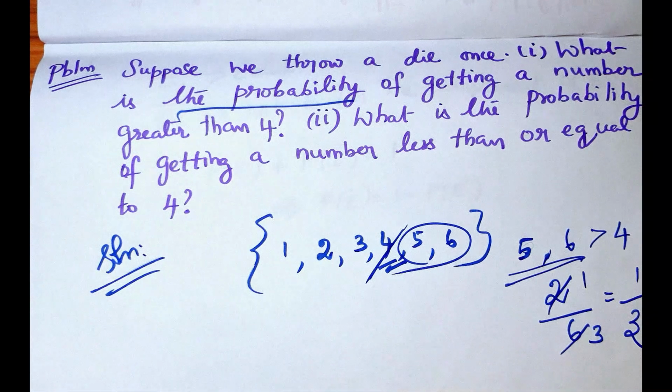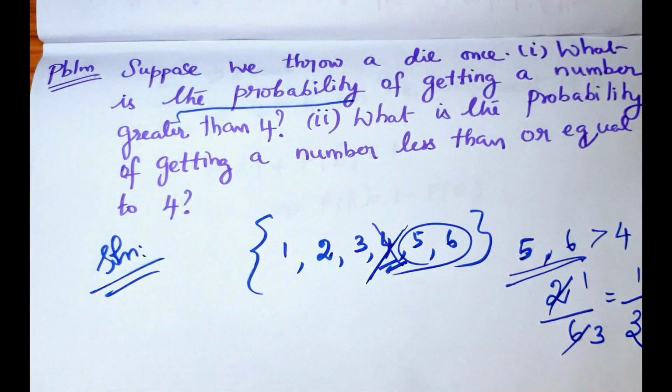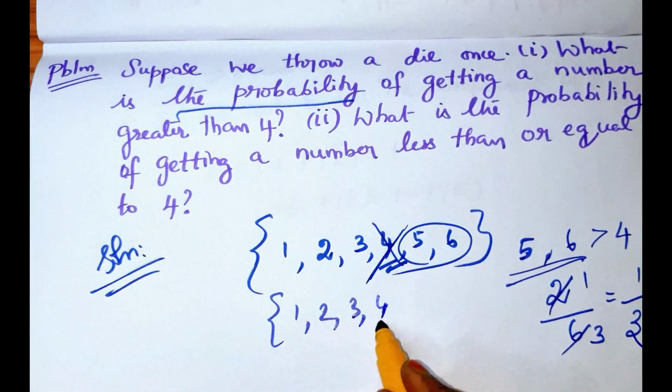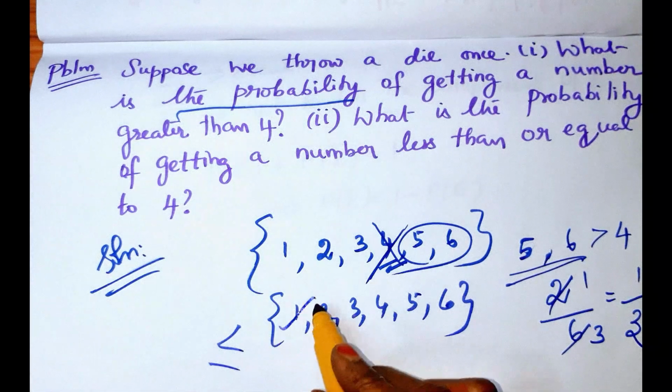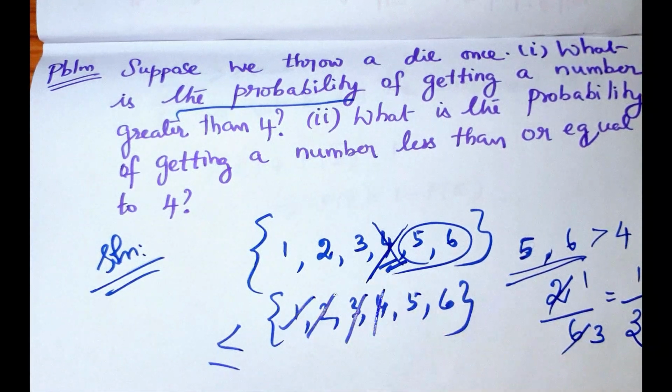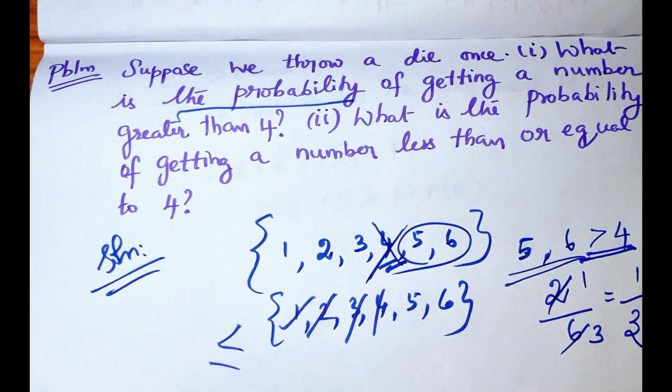Now come to the second question. What is the probability of getting a number which is less than or equal to 4? Less than or equal to 4 means we are not including 4, am I right? Is it right? No. So 1, 2, 3, 4, 5, 6. Less than or equal to 4 means 1, 2, 3, 4, including 4. Here in the above question they didn't include 4. They asked us to find the numbers which are greater than 4.